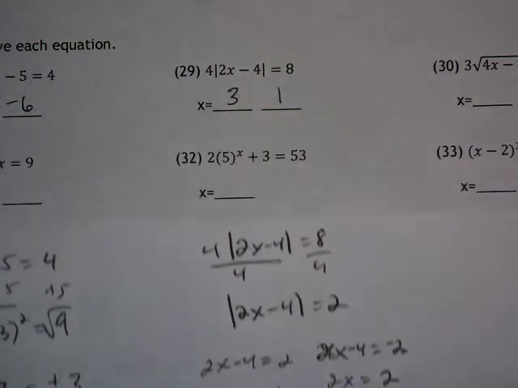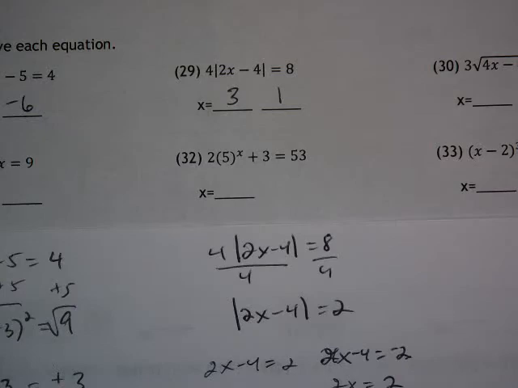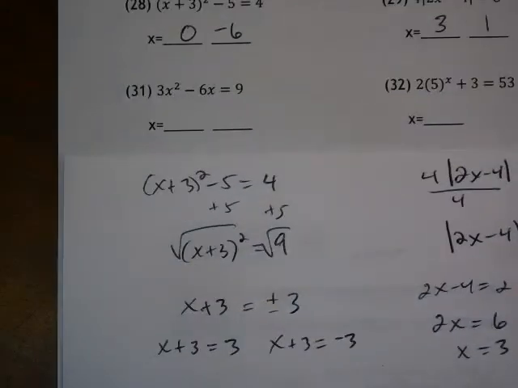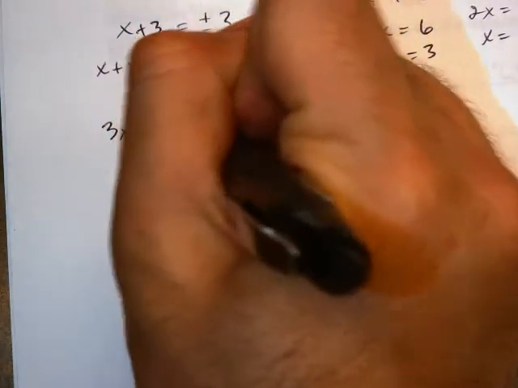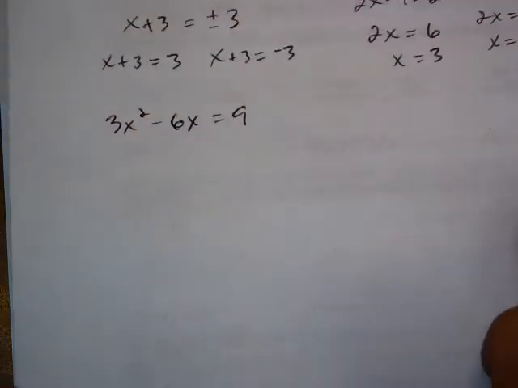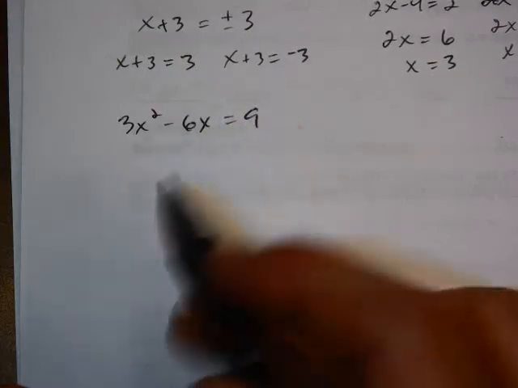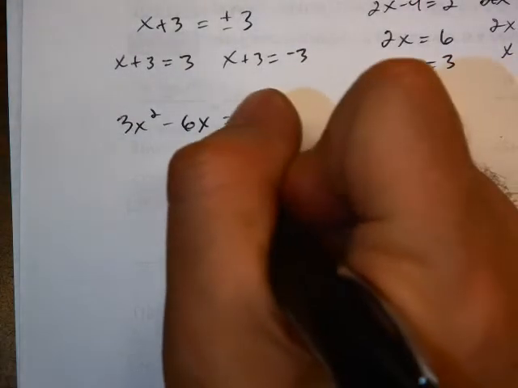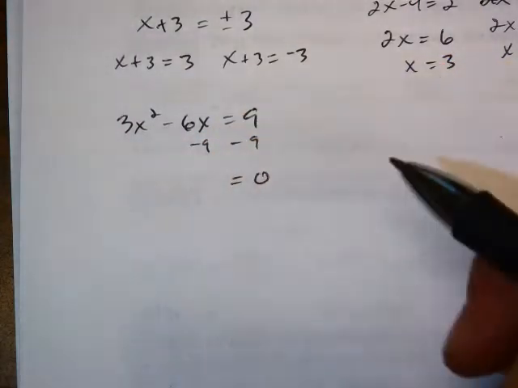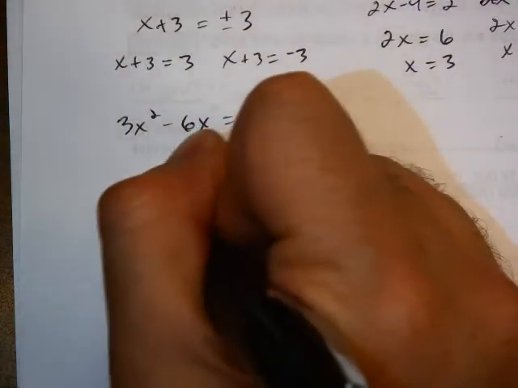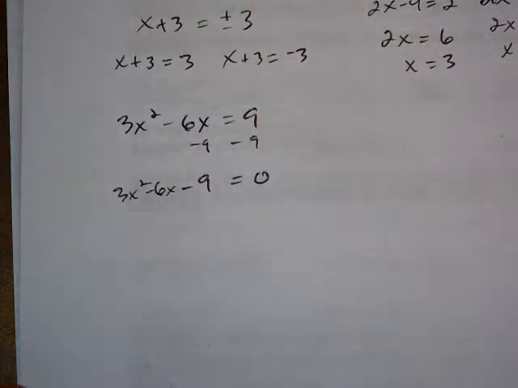Now I'm going to go over to 31. In 31, I've got 3x² − 6x = 9. Since I've got a square term and an x, I'm going to move everything to one side. So I'm going to subtract that 9, so it's equal to 0. So I get 3x² − 6x − 9 = 0.